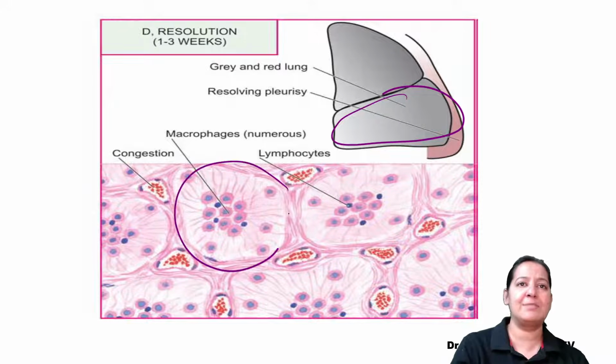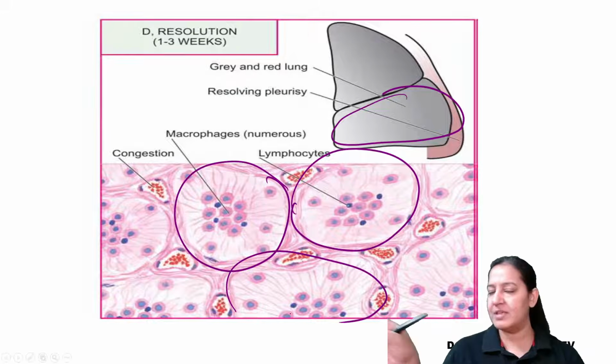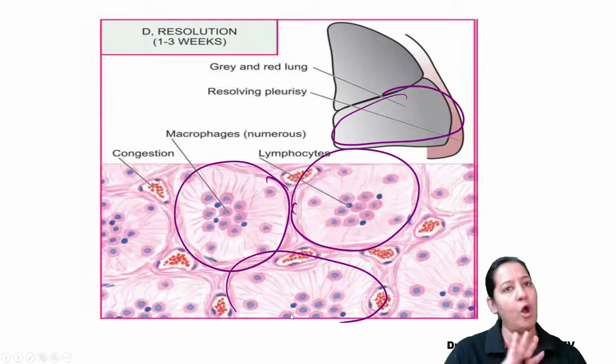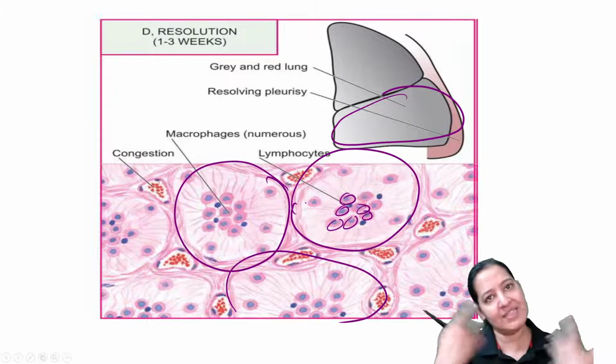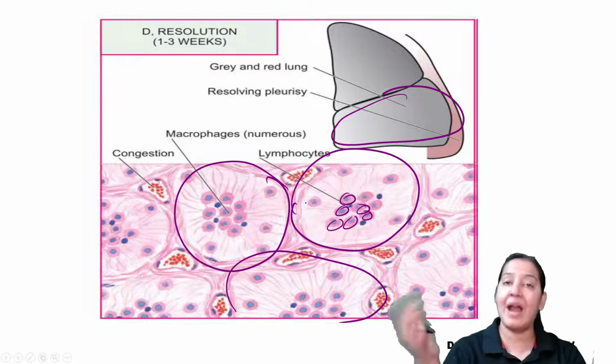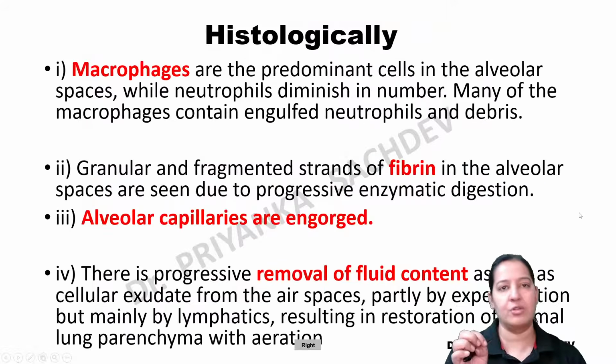Now see the spaces. Everything has disappeared. All the neutrophils, all the RBCs, all the edema, all the exudate disappeared. Only macrophages are there. These macrophages are eating everything, and they will disappear also, and inside the alveoli you will find air again. So that is the stage of resolution. Give me a thumbs up.